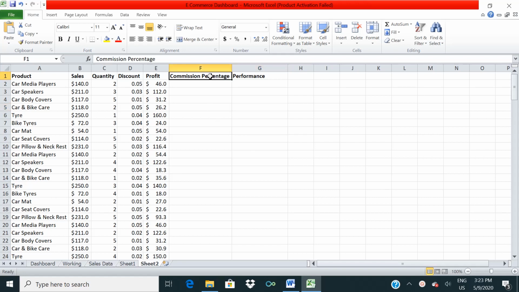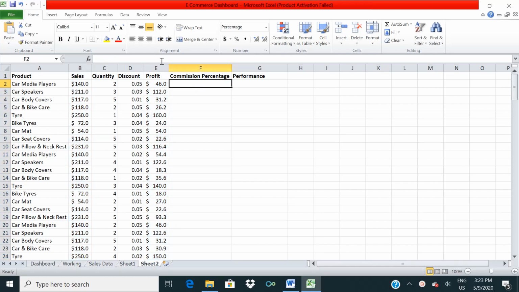One is commission percentage calculation on this profit column, and another is performance calculation depending on profit and sale column. So this is basically an example, guys, so you can use this formula for any of your needs. It may be a student performance, student stipend, or anything for your daily need where you can see the performance or calculate the commission percentage.